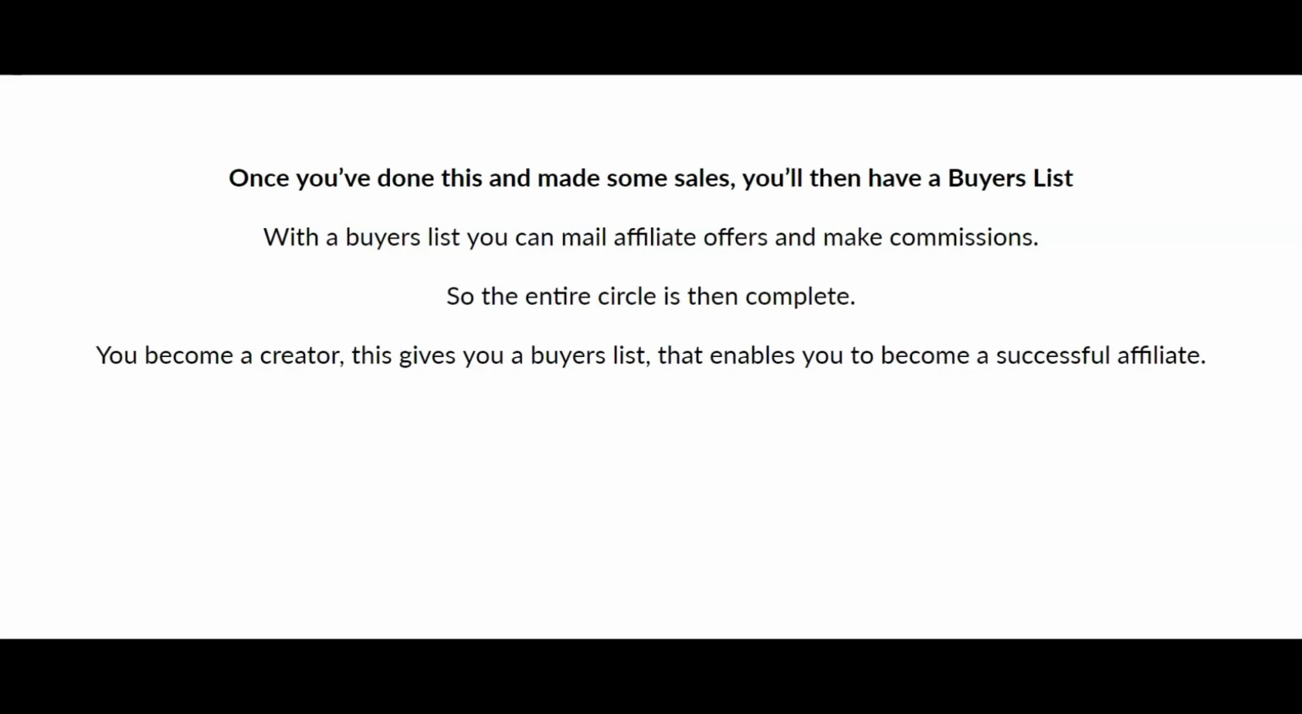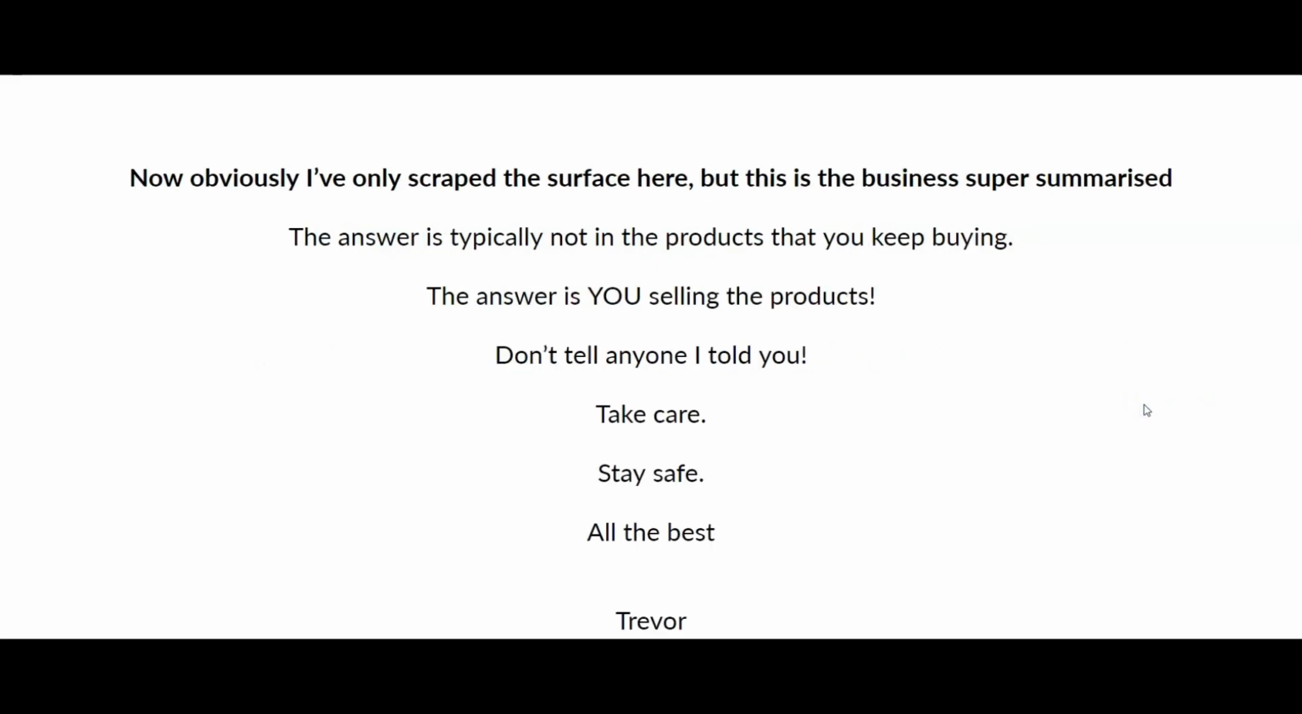Now, a lot of people think that they're different things. You know, you're either an affiliate or you're a vendor. But in this marketplace, in Warrior Plus and in this business and in the Make Money Online niche, it's very, very possible to become a successful vendor and affiliate in one. And that's what I discovered 3 years ago. Now, obviously, I've only scraped the surface here, but this is the business super summarized. And the answer typically is not in the products that you keep buying. The answer is in you selling the products. Now, as I said, it doesn't mean you don't buy anymore, but just play about at becoming a creator. And don't tell anyone I told you, because this is the secret to the industry.